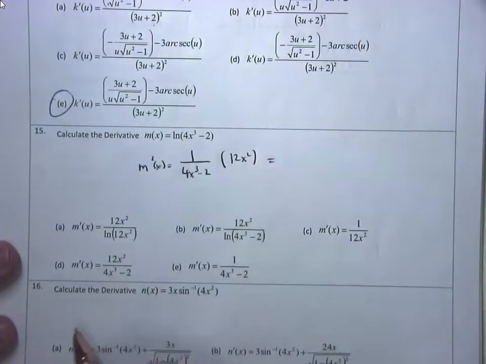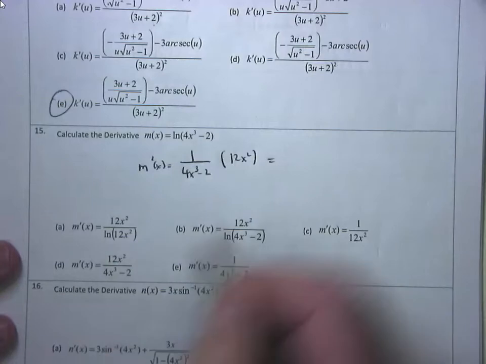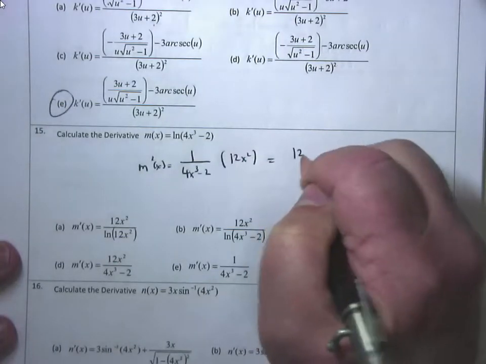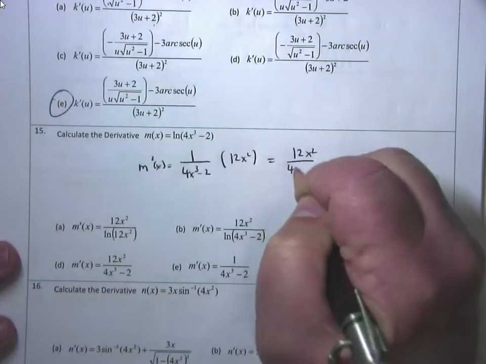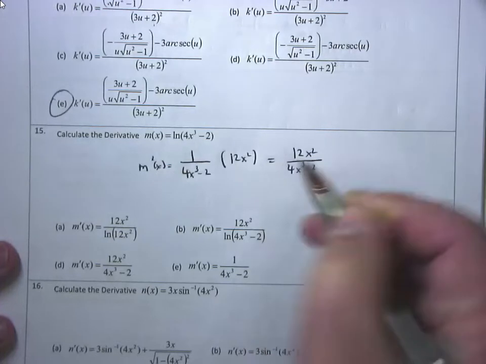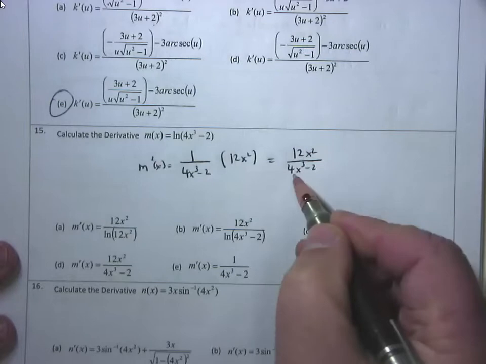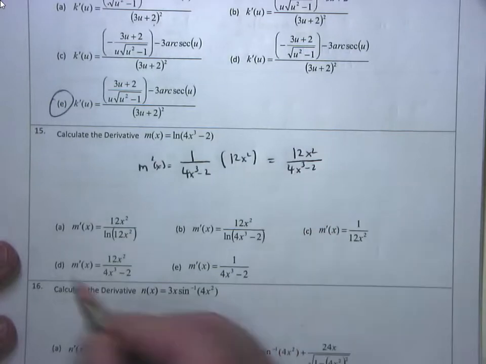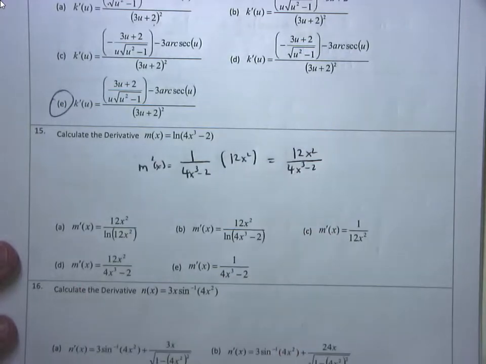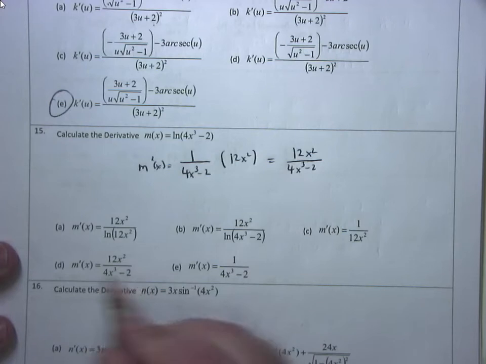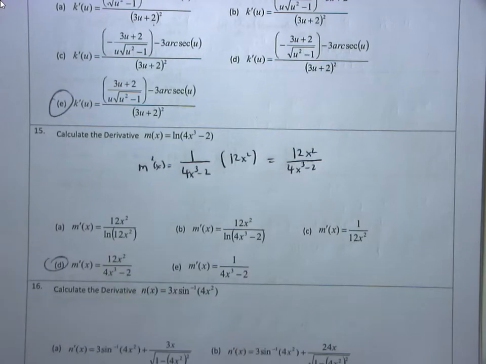So the best you can do is put that in the numerator, making it 12x squared over 4x cubed minus 2. If I really wanted to clean this up, I could factor a 2 out of the denominator and make it 6 over 2x cubed minus 1, but I don't think I did that. So which one's my answer? It looks like D to me. There you go. Does that make sense?